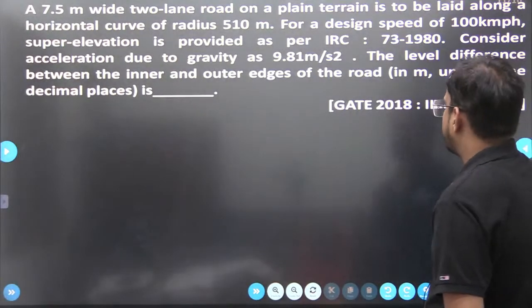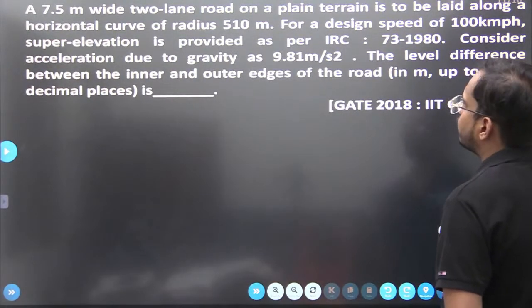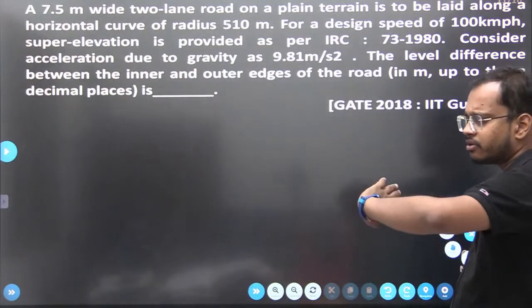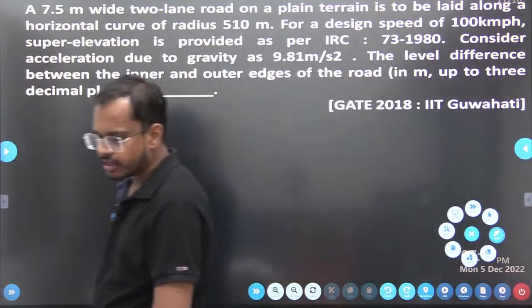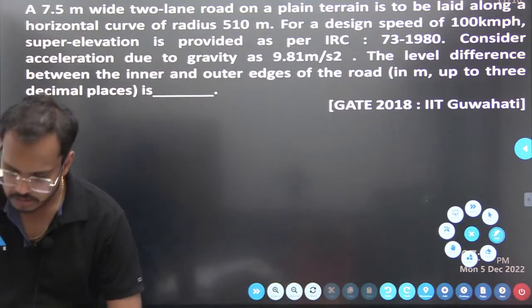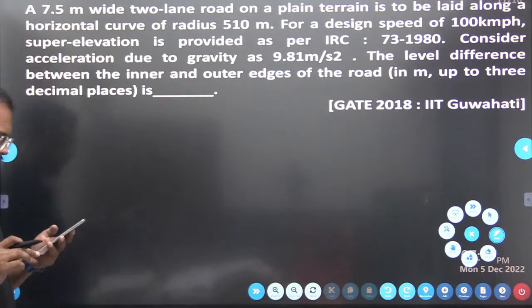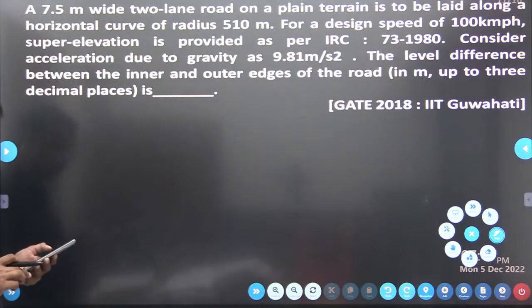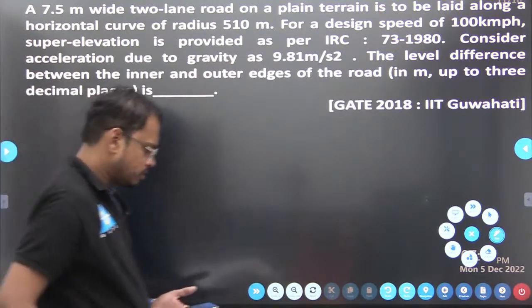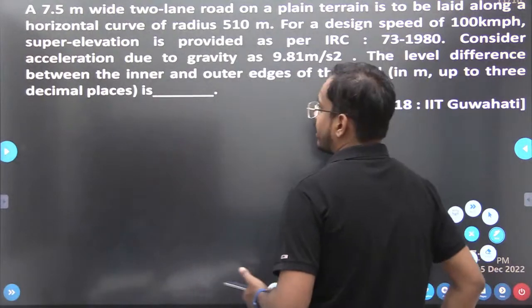What is the next problem? This problem is in GATE 2018. Question is very easy, related to geometric design. What is the answer? Now, please tell me, what is the correct answer? Anybody else? See here, how to solve this type of problem.